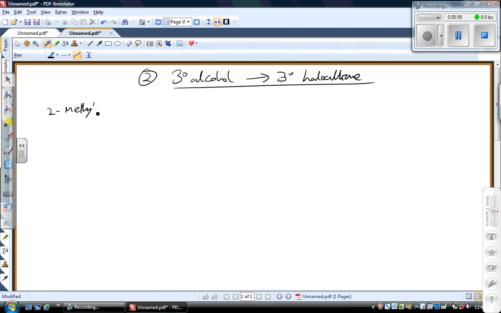2-methylbutan-2-ol. So the structure of that was as follows. OH group is on carbon 2. And there's a methyl group there as well. And then there's a methyl group on the end. And then 2 other carbons in the chain to make it but.